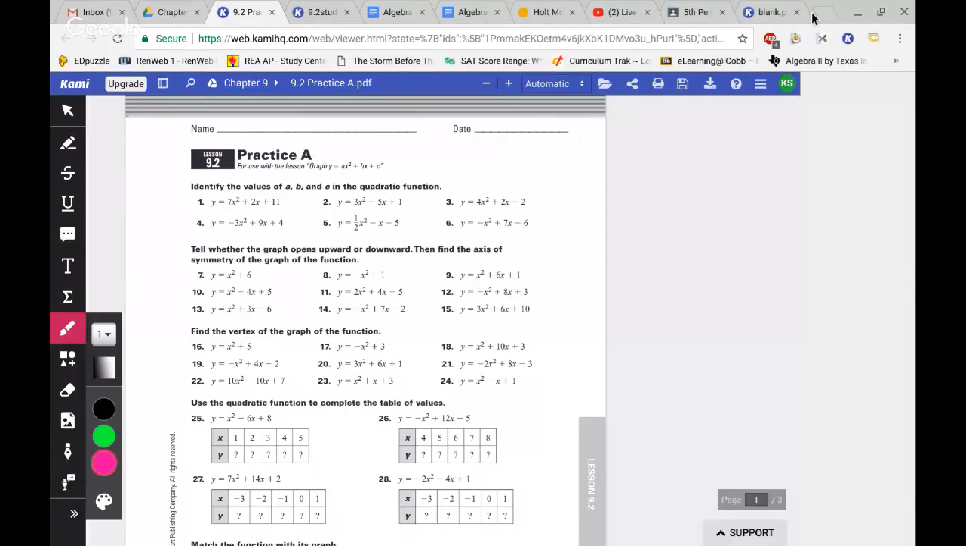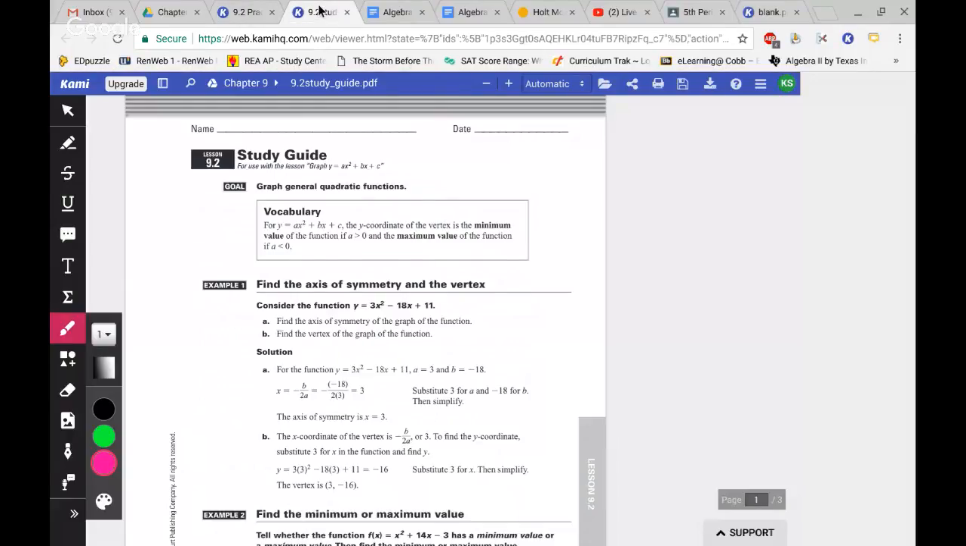I went over a little bit of the study guide in class yesterday with everyone, and we also worked this practice A kind of simultaneously while we were going through the worksheet. And I did change some of the directions on the worksheet. So what I'm going to try to do is just go over what we did yesterday, and then find out if you have any other questions over possibly 9.3 also.